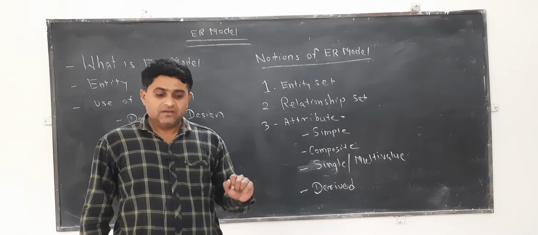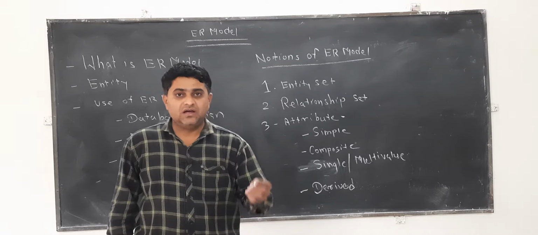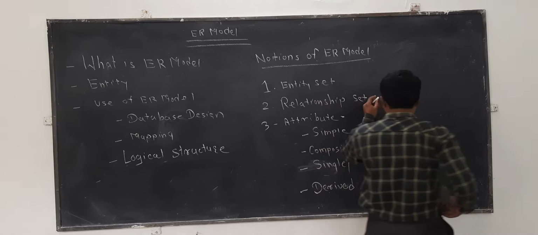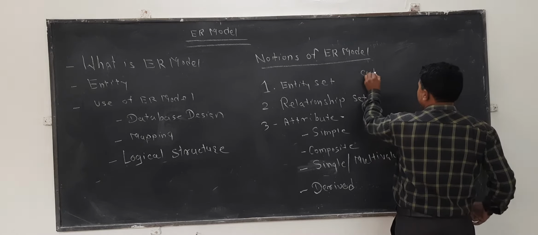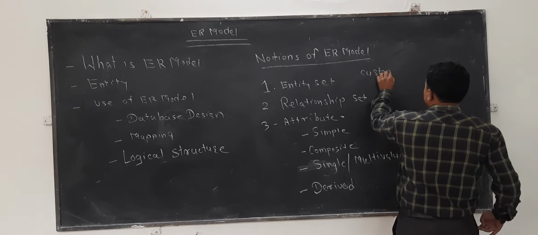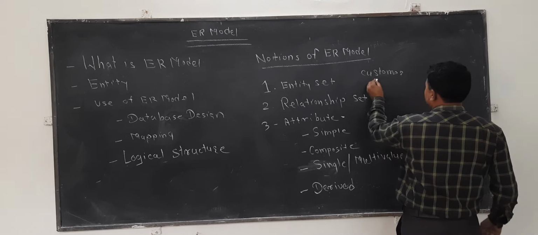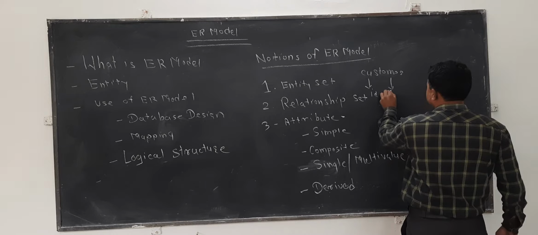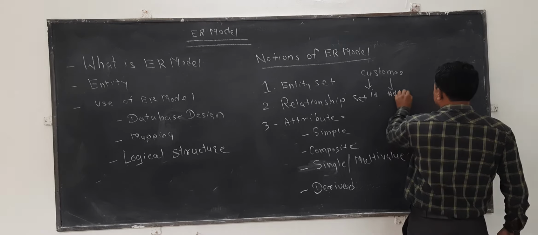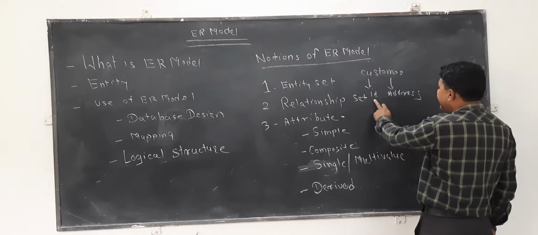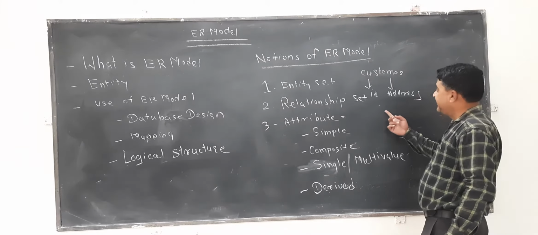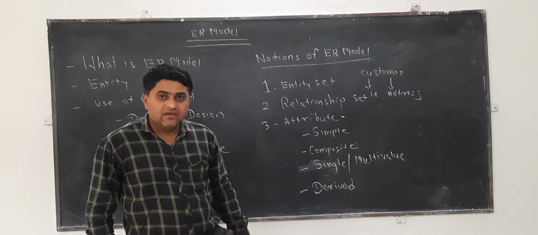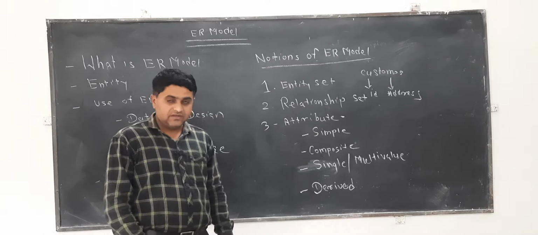I will give one example of the ER model. For example, here is the customer. And the customer has an ID, the customer has an address. So these are the entities. ID and address are the entities. This is an example of an object, and it is also called an entity.